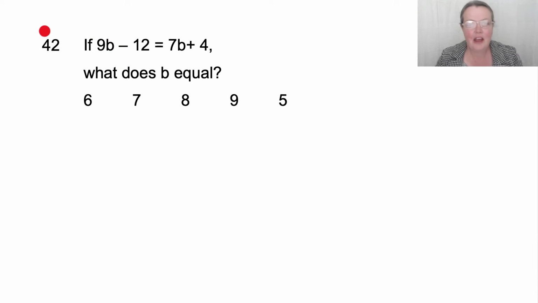Hello. Question 42. If 9b take away 12 equals 7b plus 4, what does b equal? And they give us some suggested numbers. I love these questions. They're absolutely great. So let's get out our pen and get working. Now I'm going to show you two ways. The way that I most prefer, because I want to share it with you.